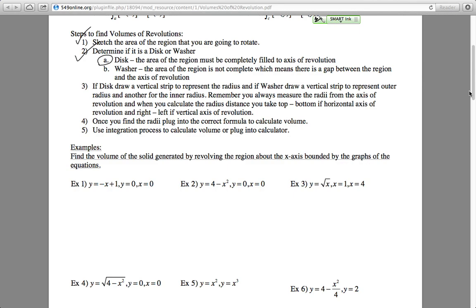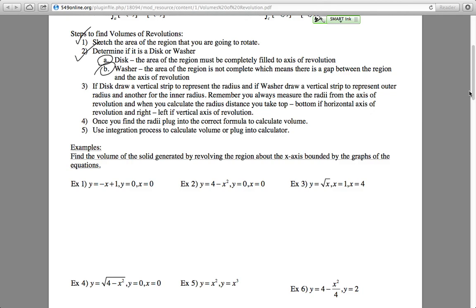There's no gap anywhere. Washer, make sure no cell phones, is the area of the region is not complete, which means there is a gap between the region and the axis of revolution. Still with me? Okay, so be focused, because they thought this a little bit. They thought, I get it, but you got to really think your way through it.